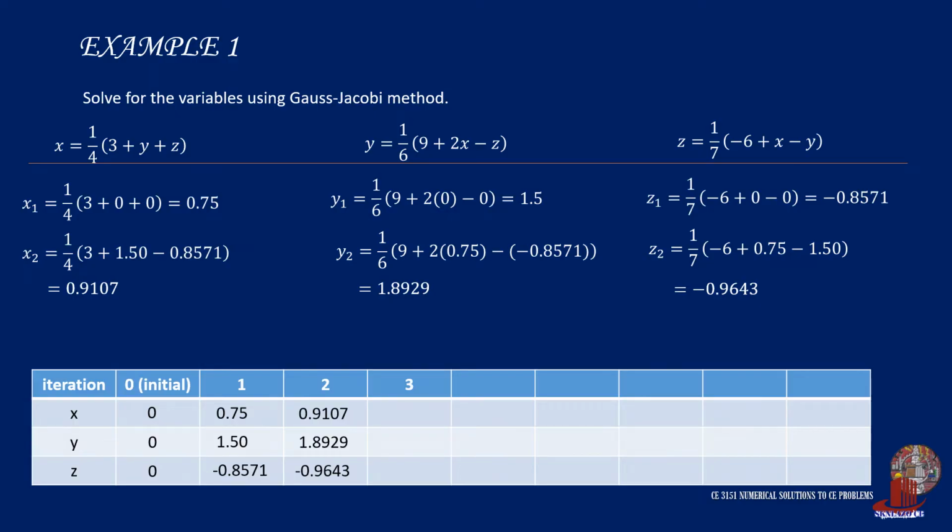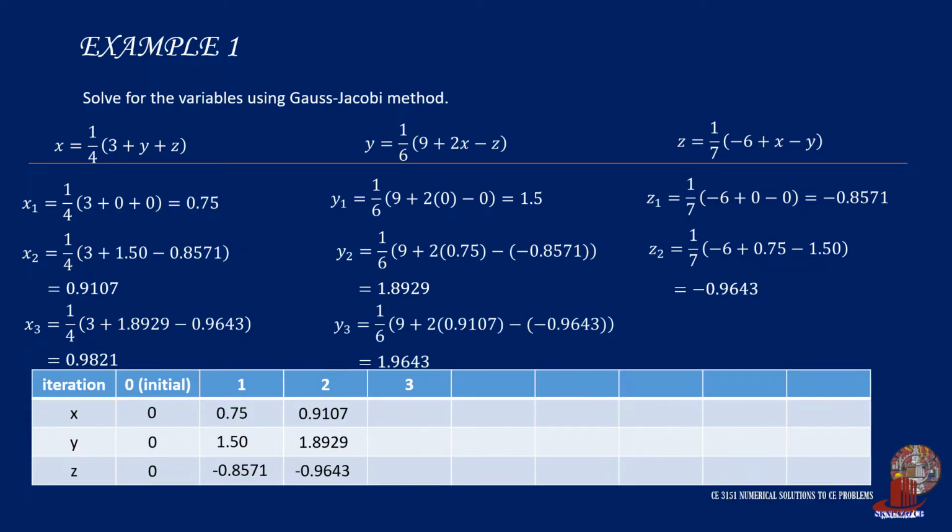The third iteration uses values from iteration 2. So x sub 3 is a quarter of 3 plus 1.8929 minus 0.9643 to give 0.9821. Y sub 3 is 1/6 of 9 plus twice of 0.9107 minus negative 0.9643, which results to 1.9643. Then z sub 3 is 1/7 of negative 6 plus 0.9107 less 1.8929, which is negative 0.9975.